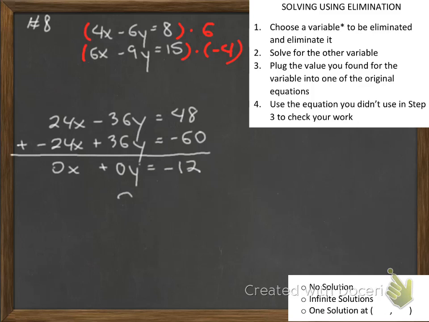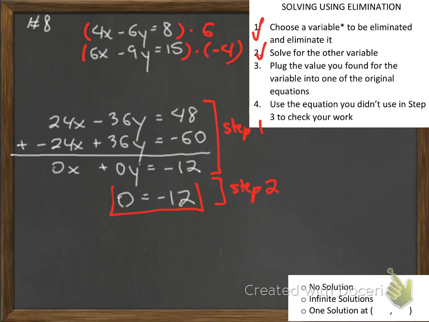0x plus 0y is just 0. So we have 0 equals negative 12. Okay, so remember, this is step 1. This is step 2. We're only in step 2 right now. So what did we say we should do when we have a mathematically false statement at the end of step 2? Well, remember, this means that there are no values of x or y that are ever going to make this statement true. So that means there is no solution.